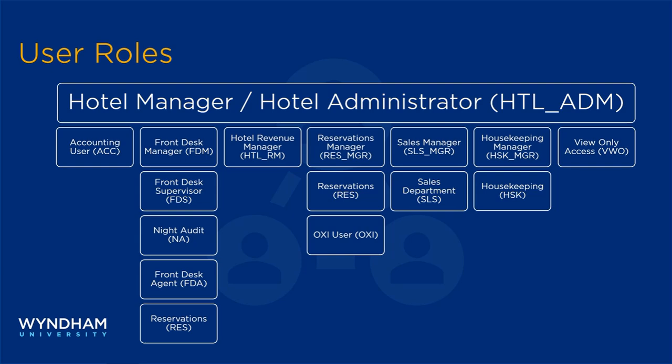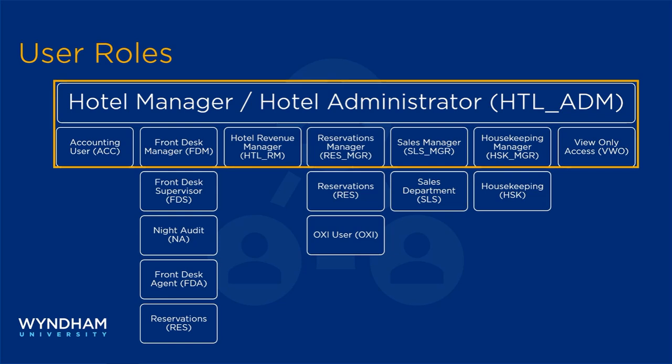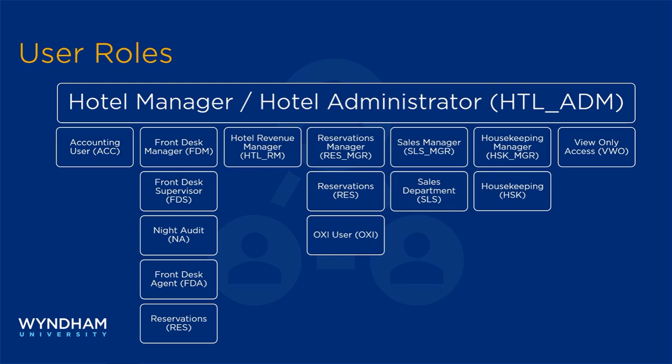Before we continue, it's important to understand that each role is assigned to the user independently. Roles above, or referred to as a parent role, do not contain permissions of the child role. When assigning a user role that has child roles below them, those lower user roles must also be assigned to the user first. As an example, a front desk manager may have the user role of reservations, front desk agent, night audit, front desk supervisor, and front desk manager.